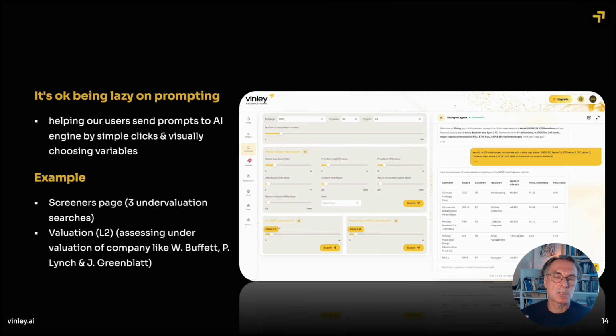So the screeners page is to find undervalued companies using three methods: the Graham ratio method, the enterprise value to EBIT undervaluation method, and the market cap to NCAV undervaluation method. These are the methods that we currently use.